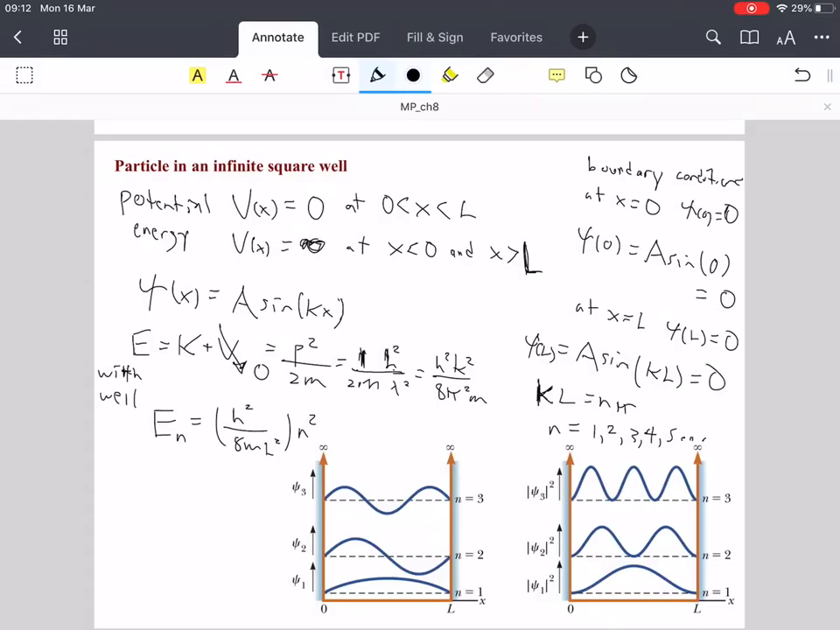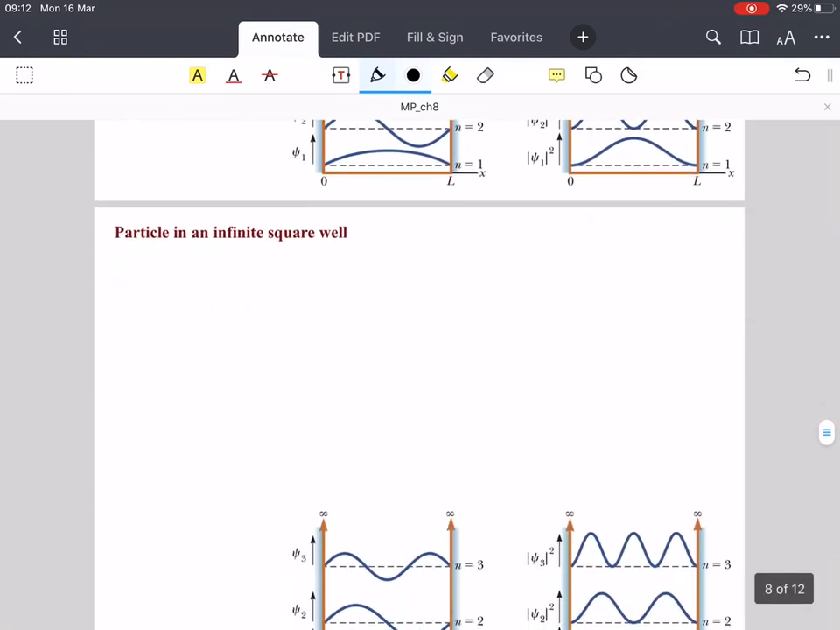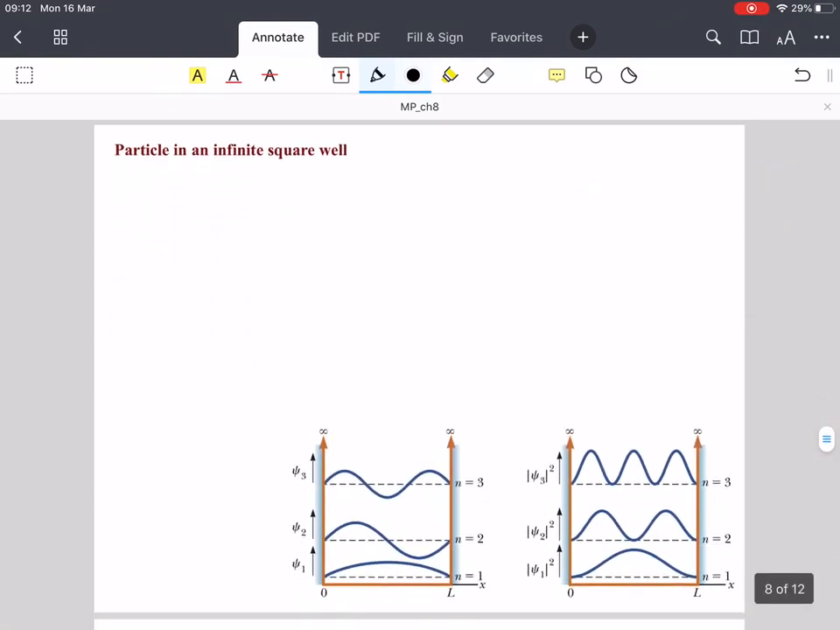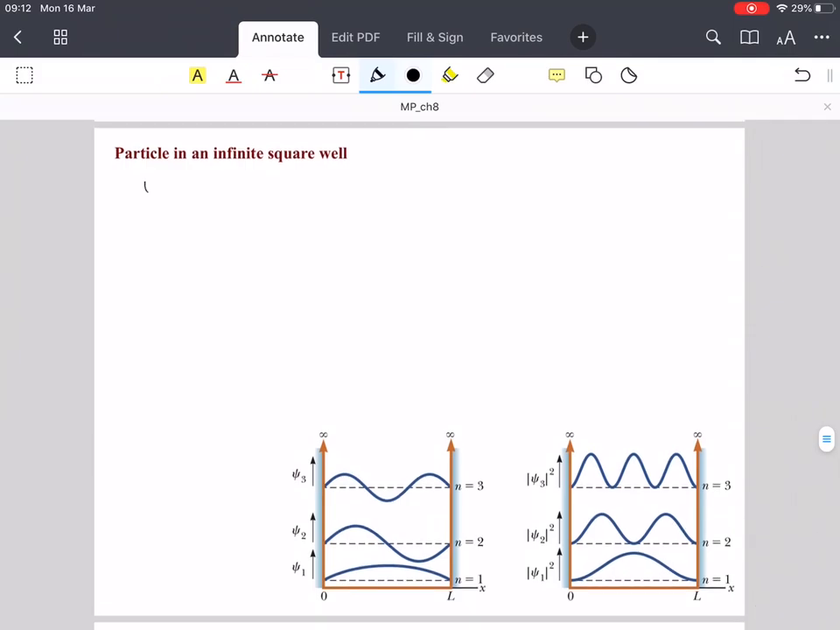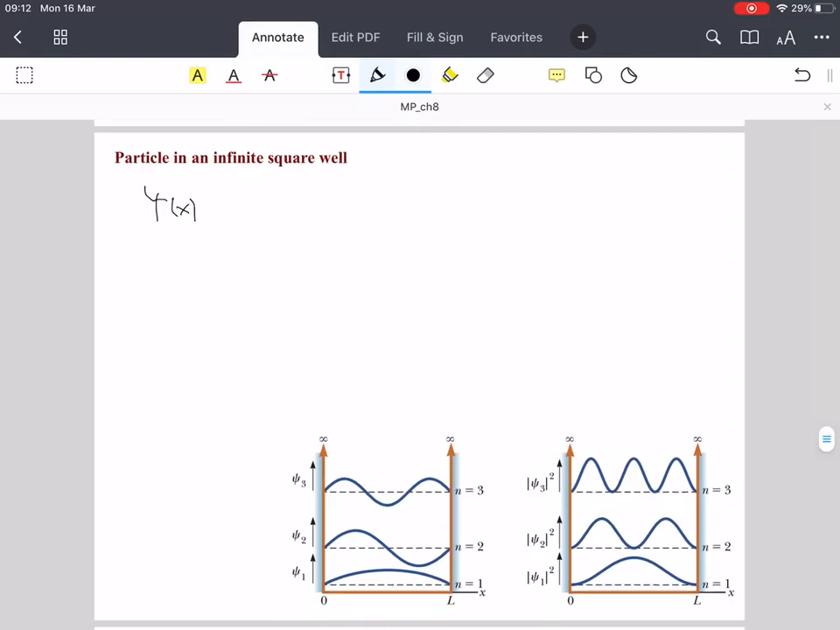Continuing with the particle in the infinite square well, we have the energy states, and now let's return to the wave function. So we saw that the solution was psi of x is equal to some constant A times sine of kx. And we know what k, the wave number, is now. It is n pi over L, and that's multiplied by x. Okay, but we still don't know what A is.